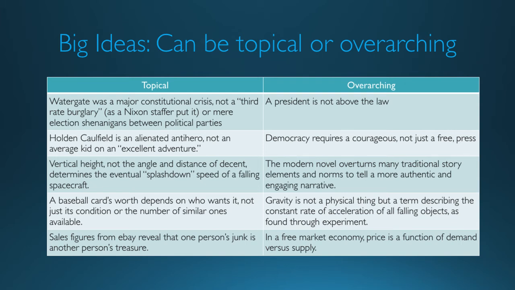Big ideas could be topical or they could be overarching. For example, a topical big idea is Watergate was a major constitutional crisis, not a third-rate burglary, or mere election shenanigans between political parties. Versus an overarching big idea would be a president is not above the law.